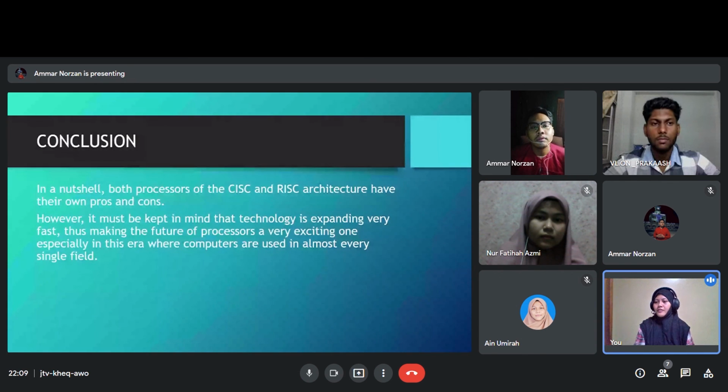Alright, so in conclusion, both processors, of the CISC and RISC architectures, have their own pros and cons. However, it must be kept in mind that technology is expanding very fast, thus making the future of processors a very exciting one, especially in this era where computers are used in almost every single field. A computer, after all, can only function as good and as fast as its processor is able to.